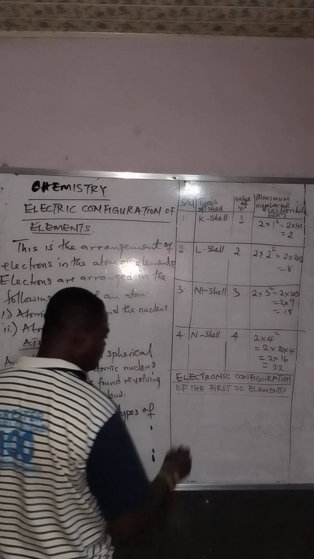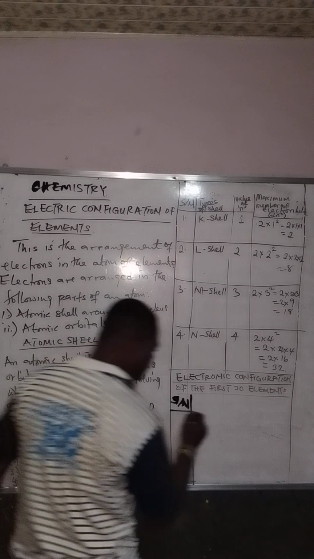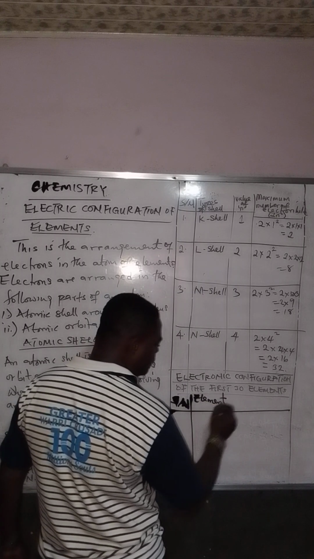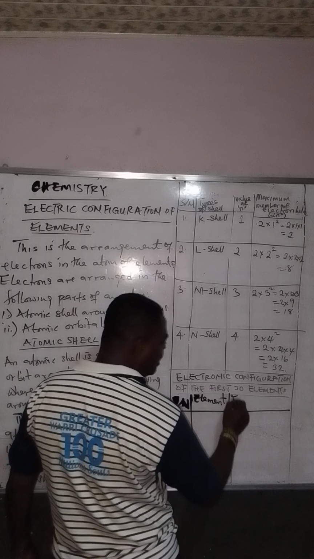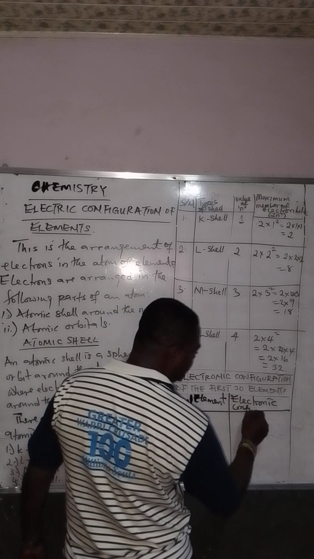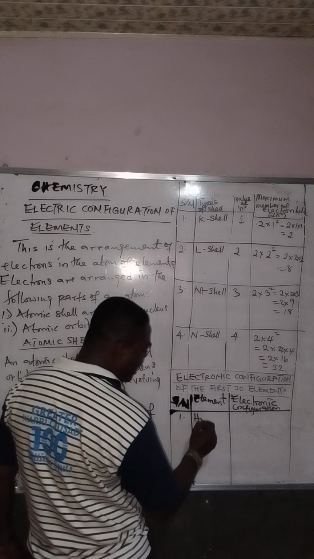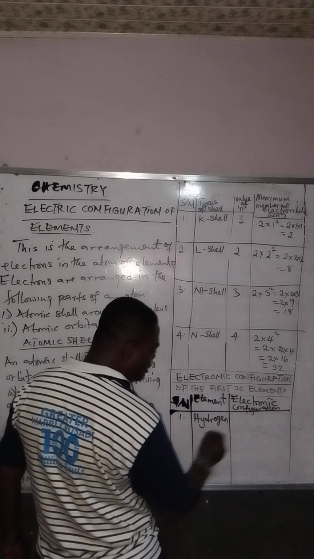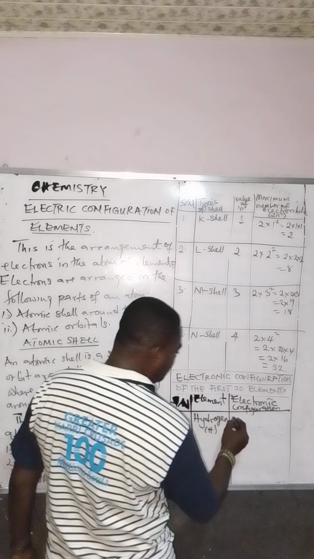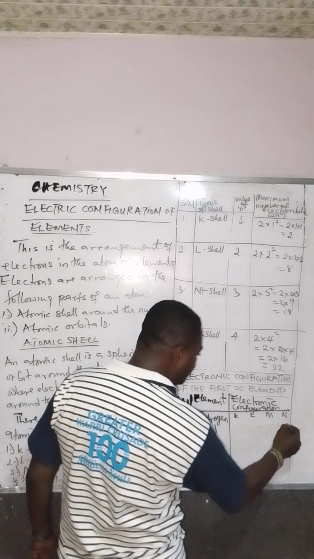So we are starting with serial number, elements, and the symbol. Then we have electronic configuration. So the first element we're talking about here is hydrogen. Hydrogen H is number 1. The rule is that we are going to have K shell, L shell, M shell, and N shell.